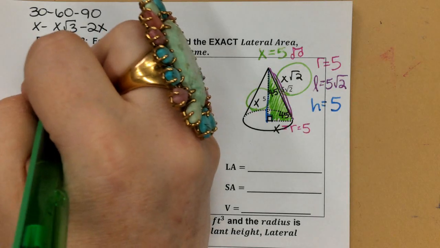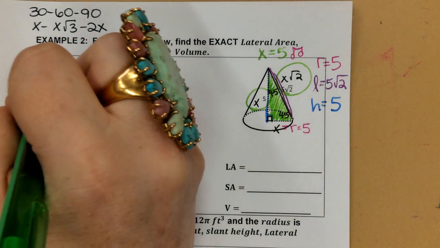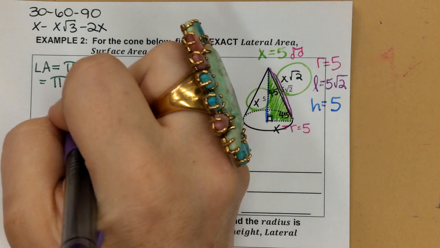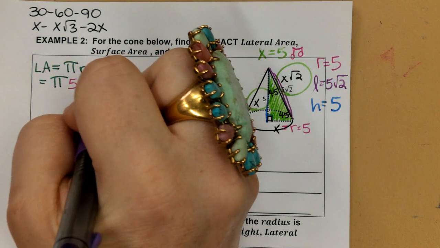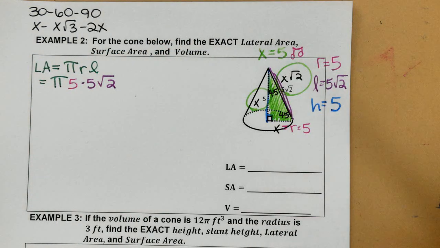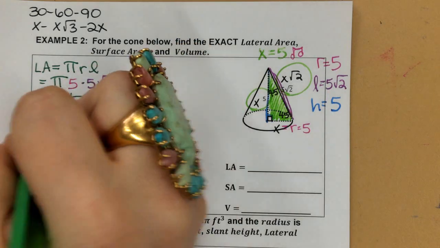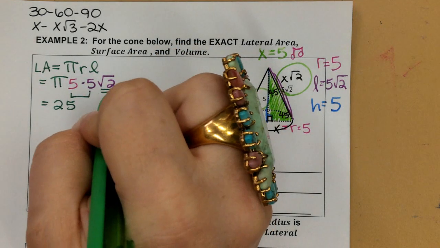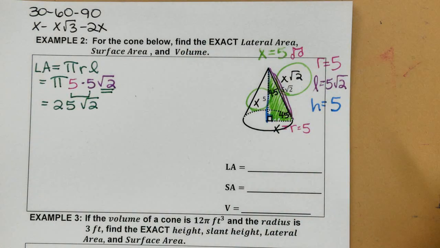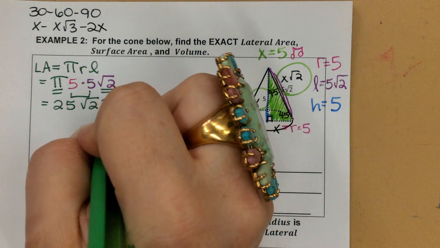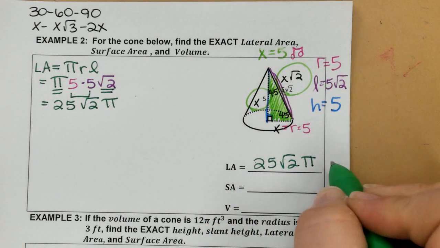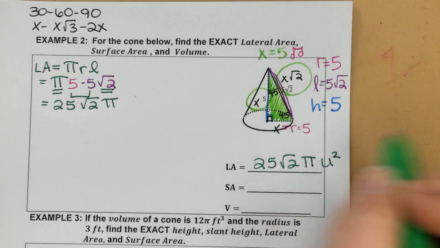So now we do LA and SA and V. Lateral area is pi r L. Radius is 5. Slant height is 5 square root of 2. I can multiply those numbers together. 5 times 5 is 25. I do have a square root of 2, and I have the pi. And these are units squared.